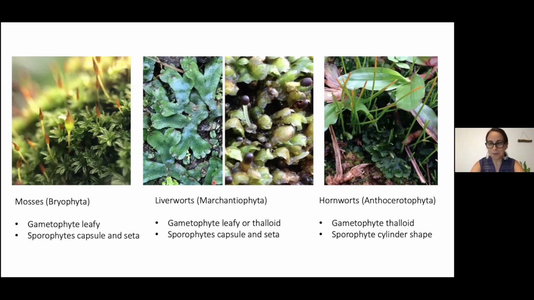And then someone else just wants you to point out with your laser pointer where the sporophyte on the hornwort is. Yes, just real quick. So the dark green here is the gametophyte, and then the sporophyte is the entire structure that looks like a column or a cylinder.